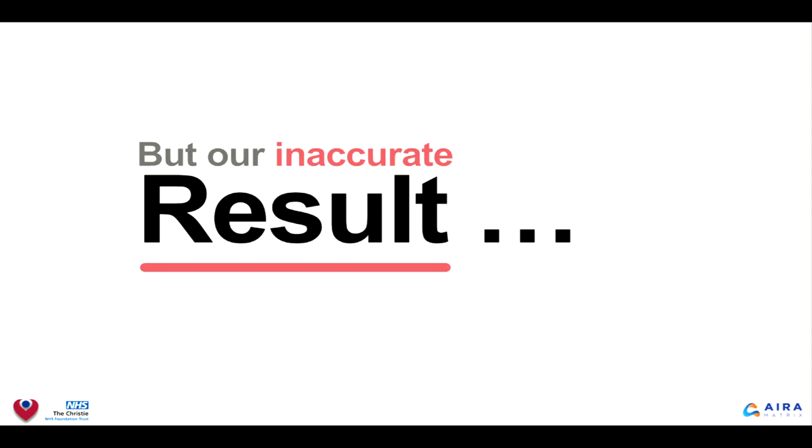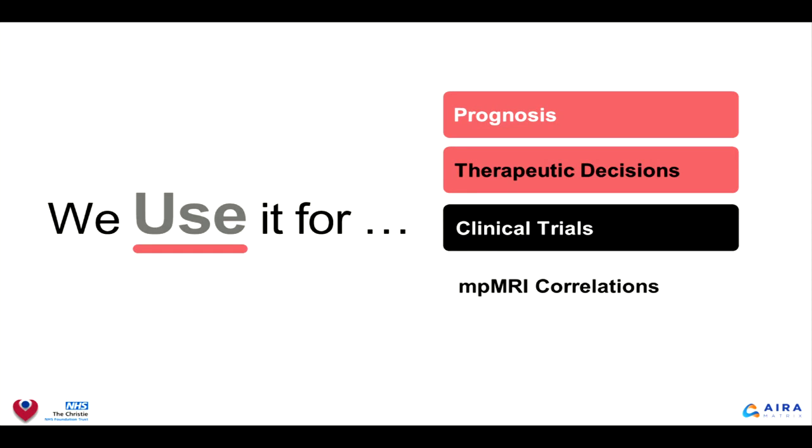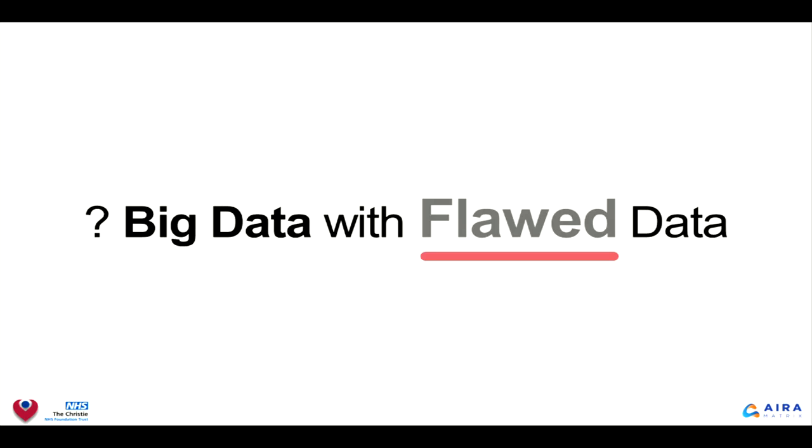But even if it is inaccurate, it's interesting that all our knowledge, that means we use it for prognosis, therapeutic decisions, clinical trials, and also multiparametric MRI correlations, in spite of knowing that this is at best a guess. So what we are having is a sort of big data, but with somewhat flawed data.